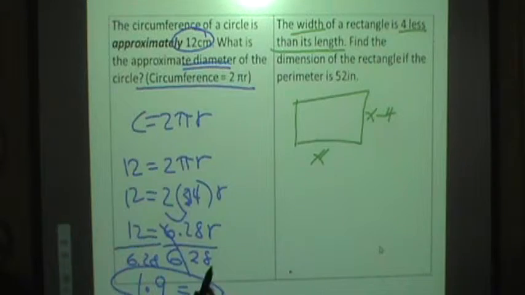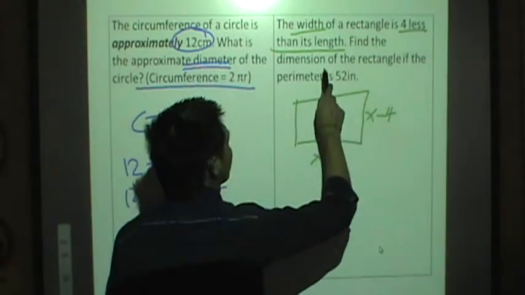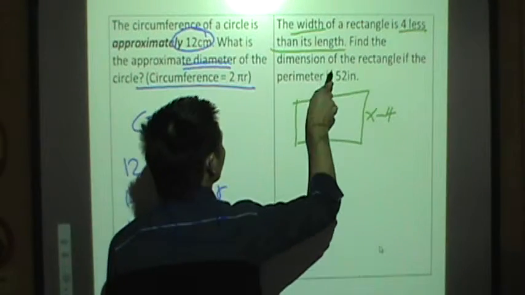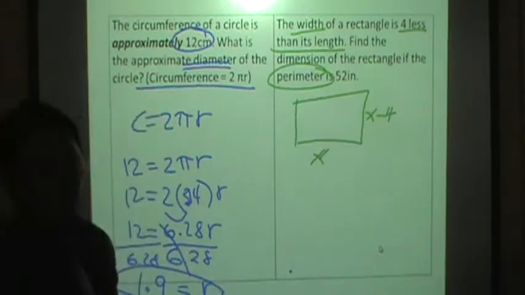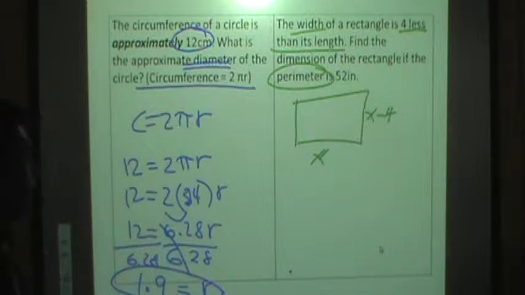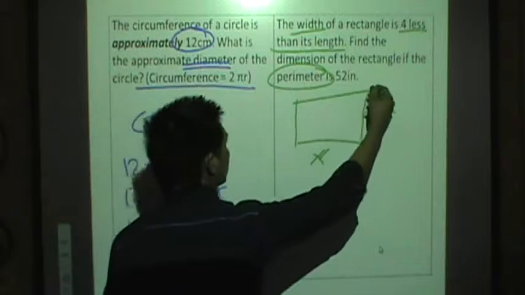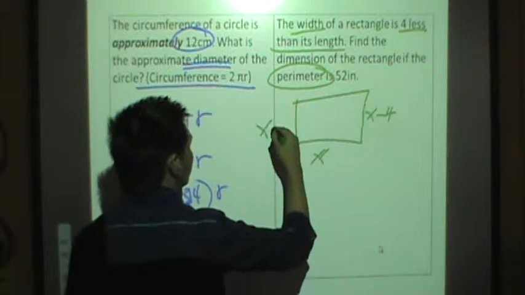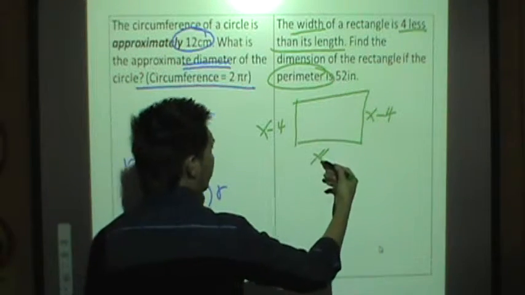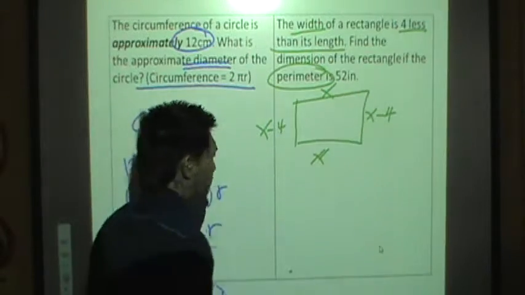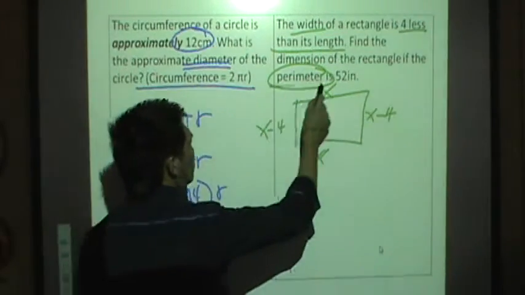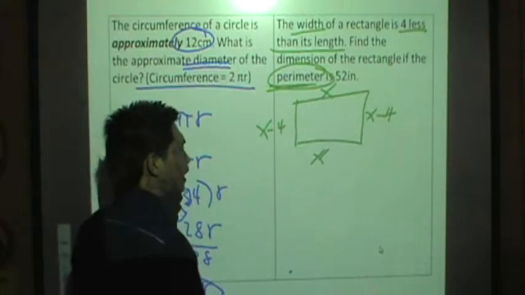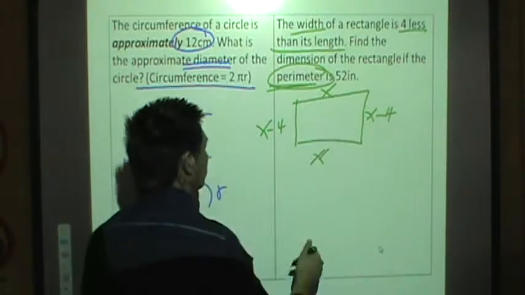Now, you have to remember, in finding the dimensions of the rectangle given the perimeter, we learned that in solving for perimeter, we are adding all the sides. So if this is x minus 4, this is also x minus 4. If this is x, that should also be x. Now again, the perimeter is given, which is 52. That means we add all of them equals 52.